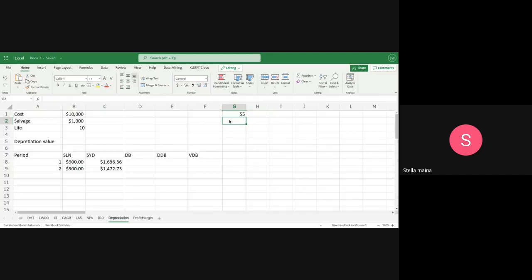Now to get the first period, we calculate 10 divided by 55, let me put that in brackets just to make sure it does this correctly, all that into the 9,000. So you can see you get this value. For the second value now, it's going to be 9 over 55. I've got to do that in brackets.